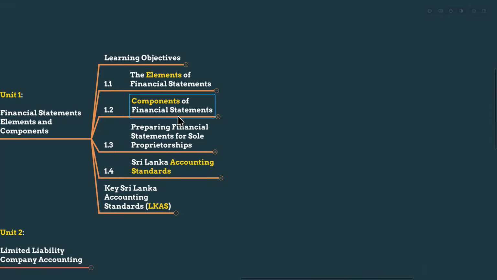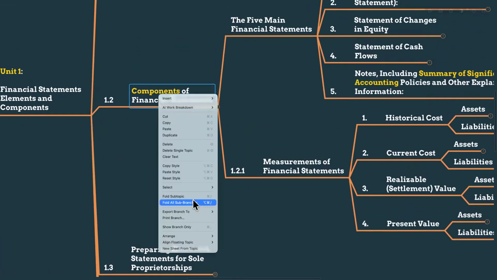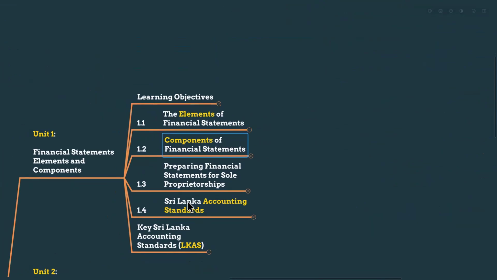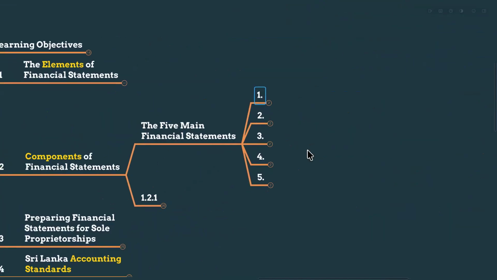There are two things. Elements are always assets, liability, equity, income, expenses. But the components, my dears, are the types of financial statements. It means the actual documents that make up a complete set of financial statements. You can remember it this way: the elements are the ingredients, but the components are the actual dishes.